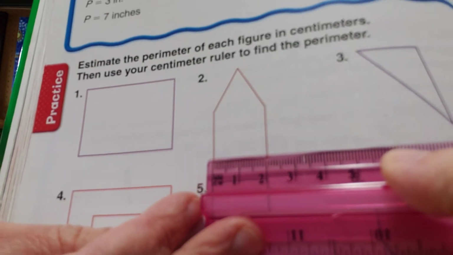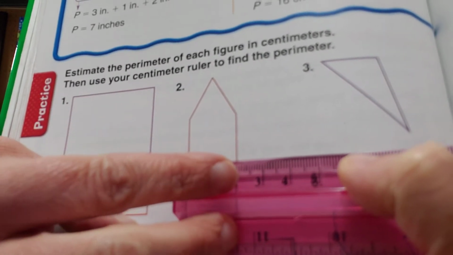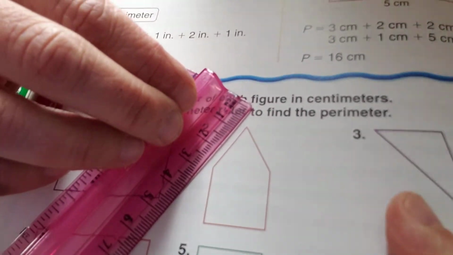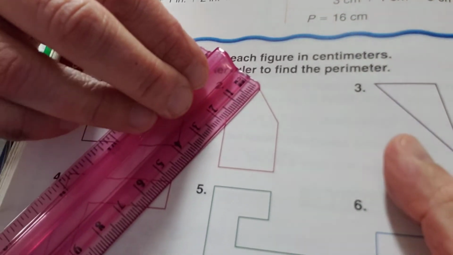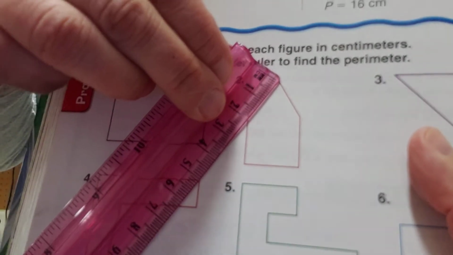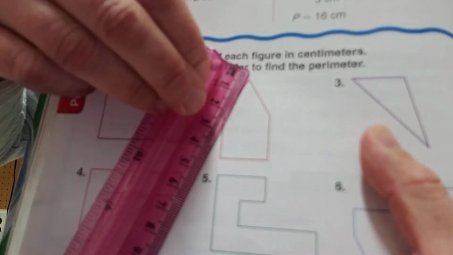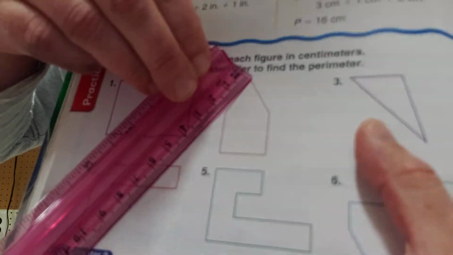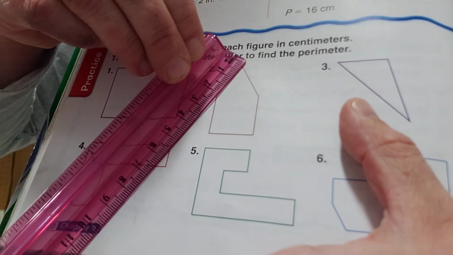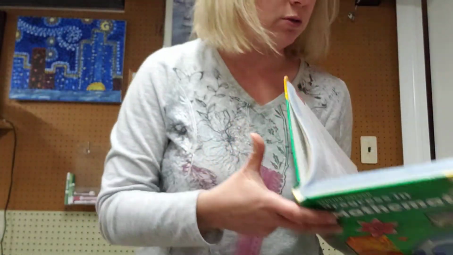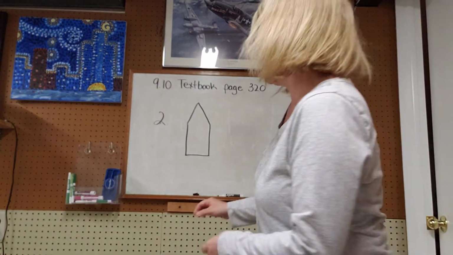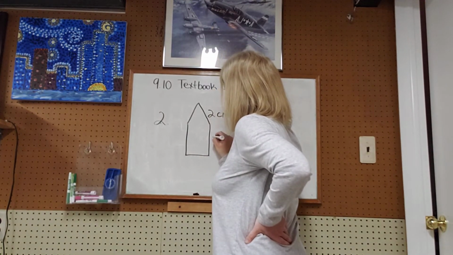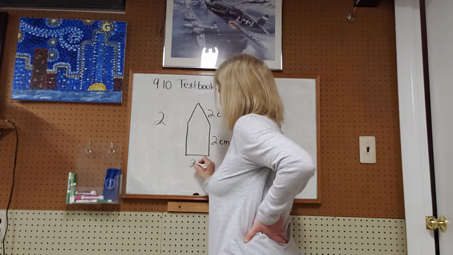You see the bottom measures to about 2 also. Let's measure the top. And the top measures to, I would say, 2 also. So 2, 2, 2 for number 2. And we measured in centimeters. 2 centimeters, 2 centimeters, 2 centimeters.